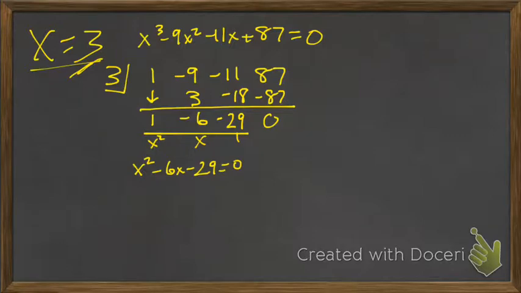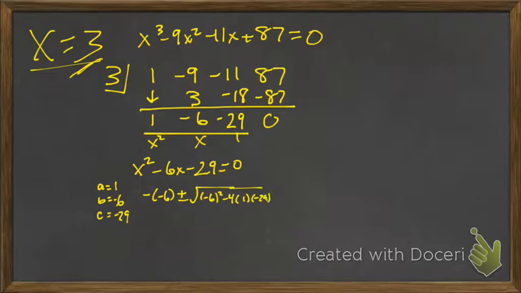Now to solve this, to get the other zeros, and those ugly decimals, I'm going to have to use either completing the square or the quadratic formula. I suggest using the quadratic formula. So my a value is 1, my b value is negative 6, my c value is negative 29. So it's going to be the opposite of b, so minus negative 6, plus or minus the square root of negative 6 squared minus 4 times the a value times the c value, negative 29. All of that has got to be over 2 times the a value, which is 1.